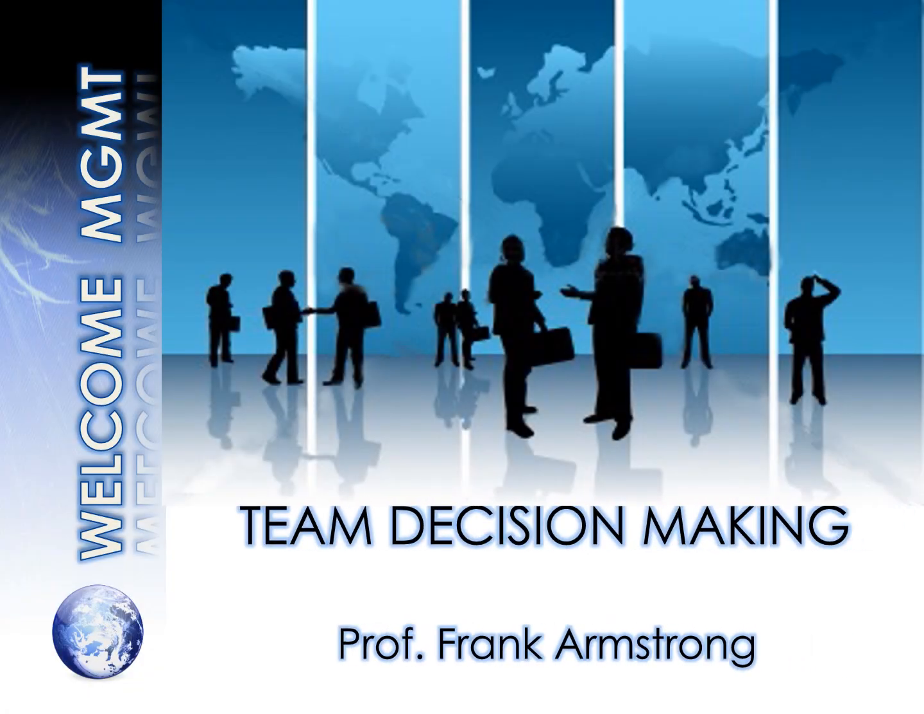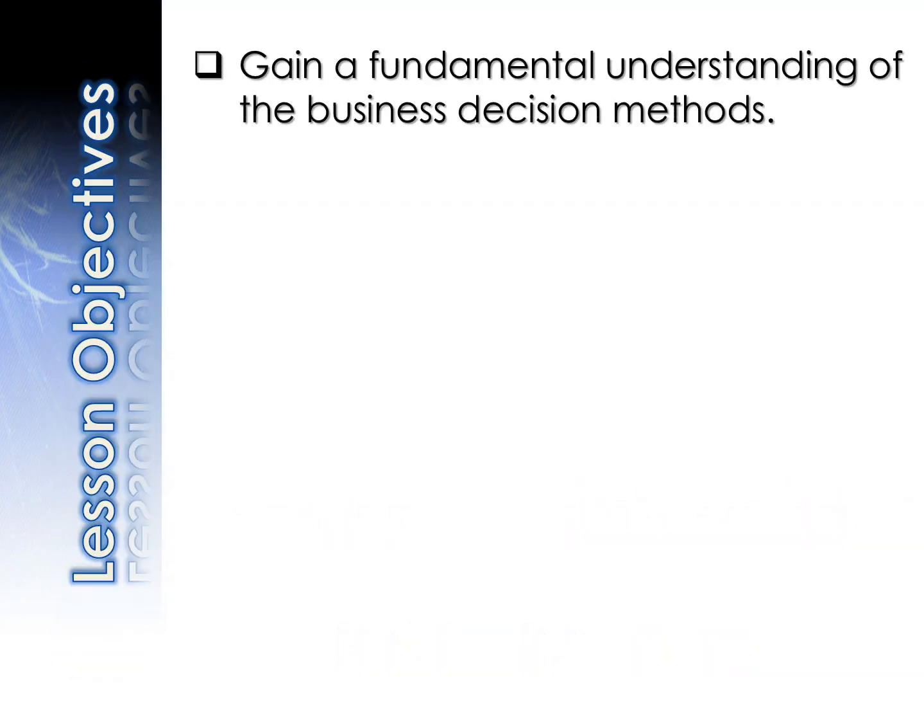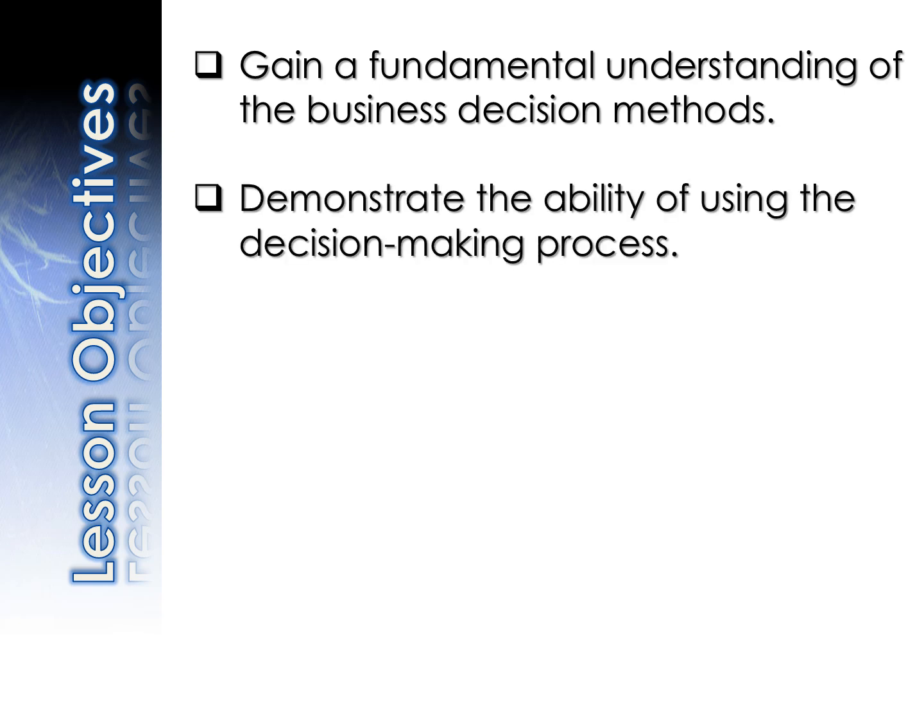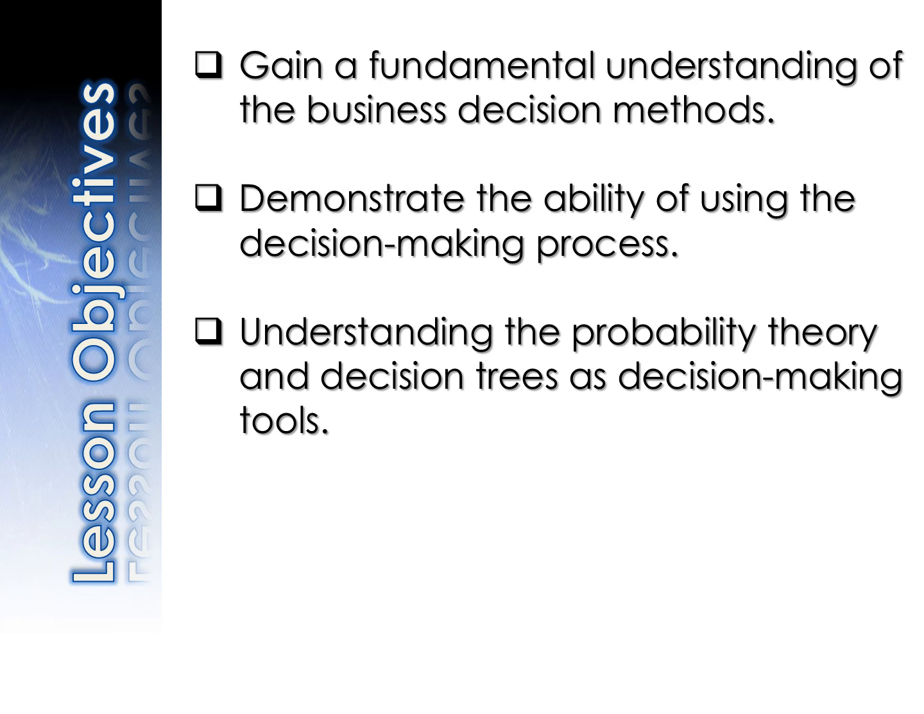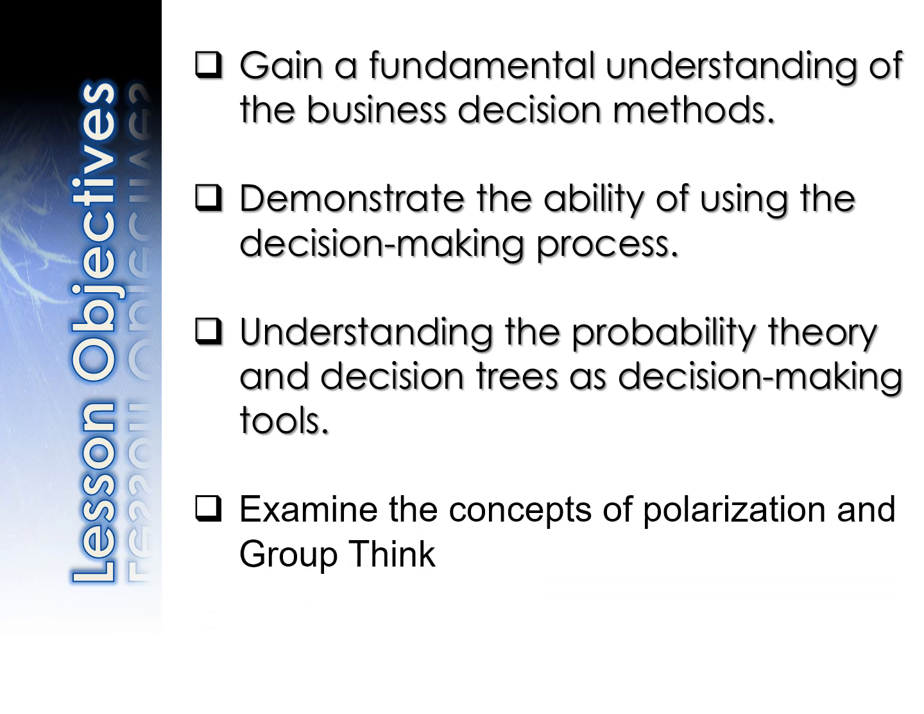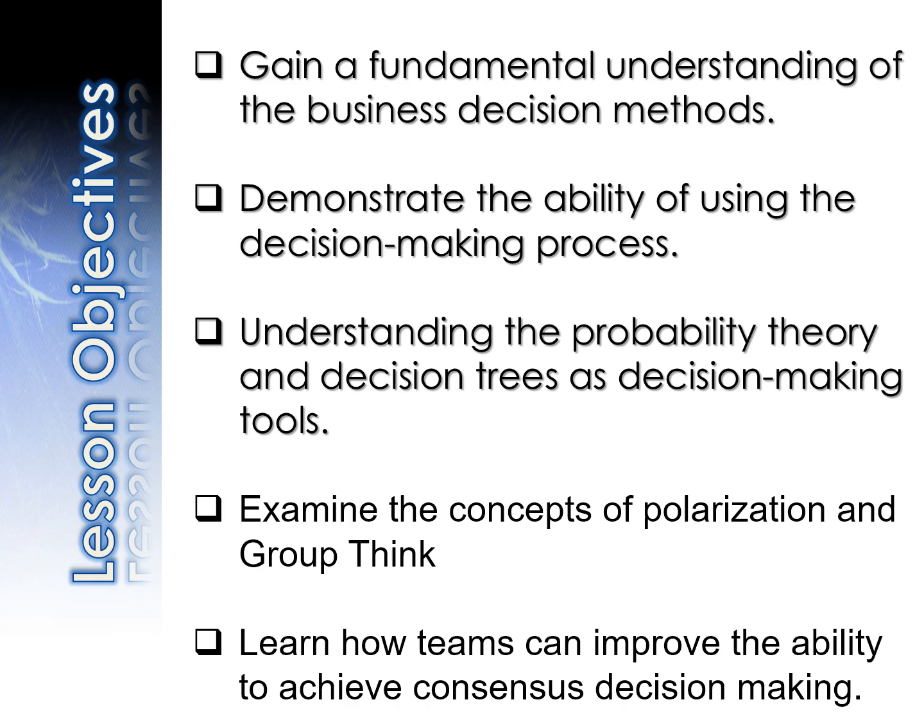We are under the Team Dynamics section and we're looking at team decision making. We're going to look at some of the techniques used in making decisions as a team. So, we're going to gain a fundamental understanding of the business decision methods. We're going to take a look at the ability of using the decision making process. We're going to try to understand the probability theory and decision trees as decision making tools. Examine the concepts of polarization and groupthink, and learn how teams can improve the ability to achieve consensus decision making.